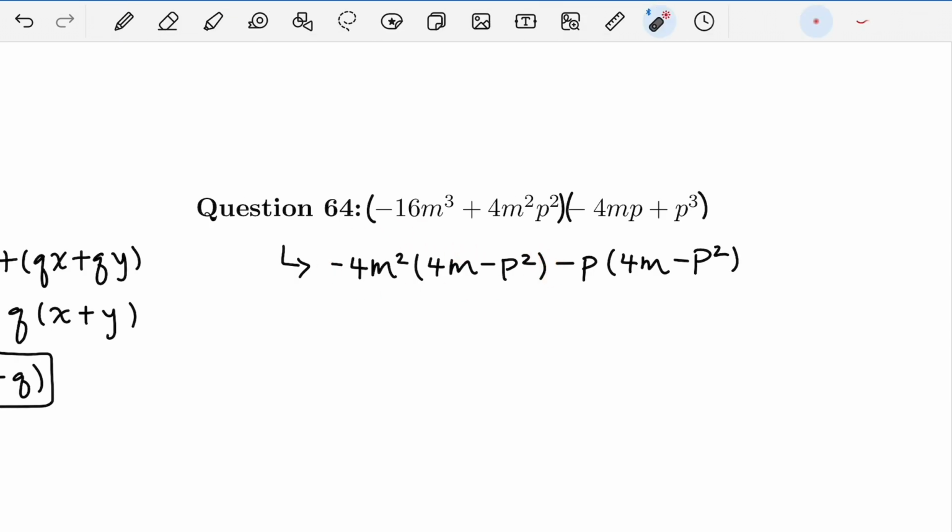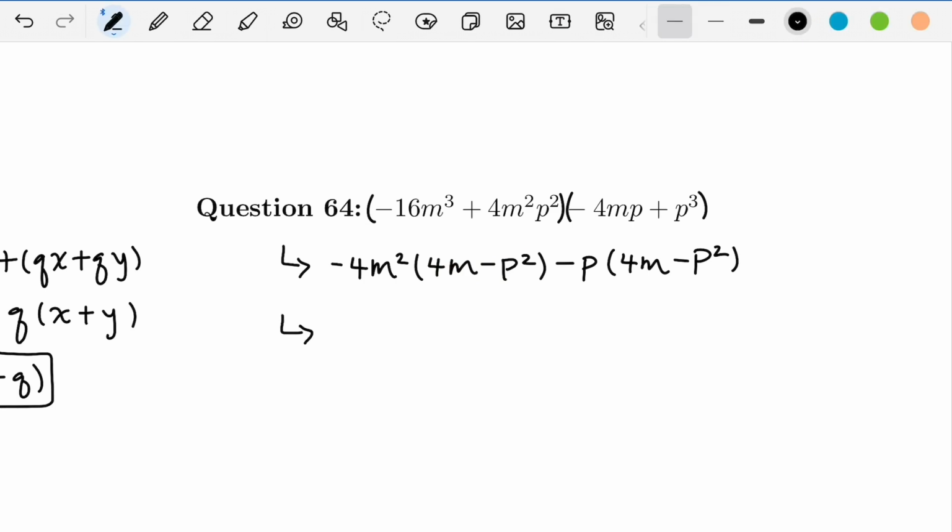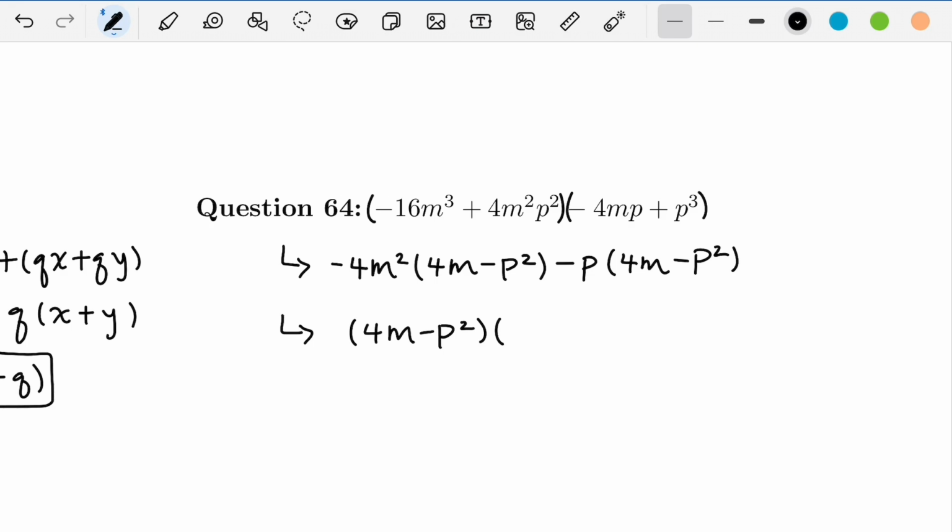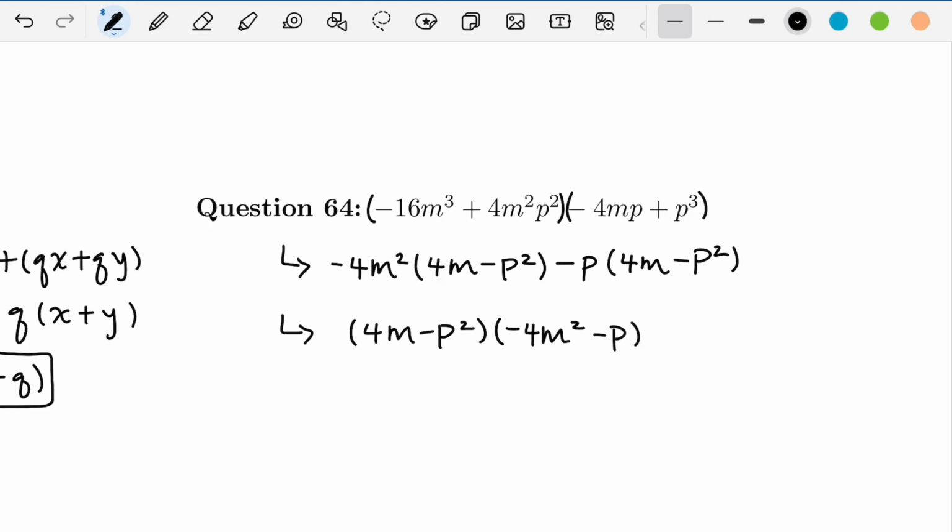Now notice we have two terms now, and they share a common factor of 4m minus p squared. So pulling that out, my first term is a minus 4m squared, and my second term is a minus p. Alright, so that is how we would factor that one there.